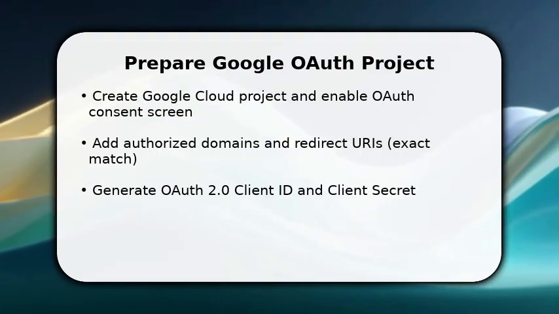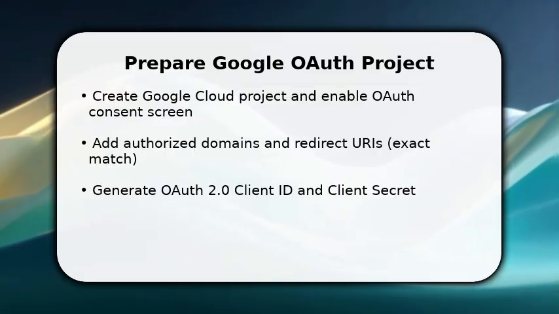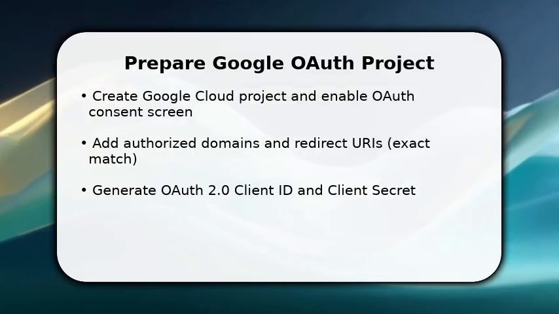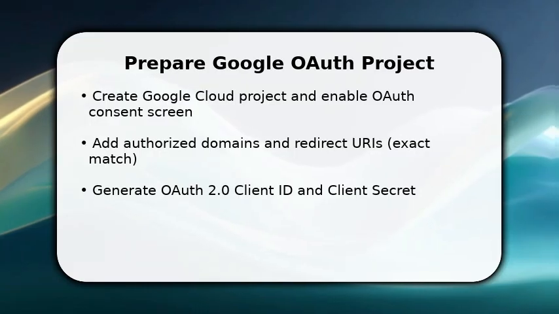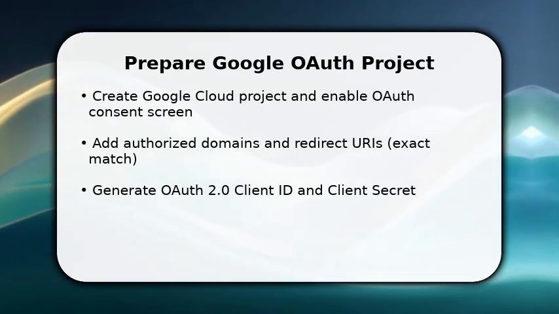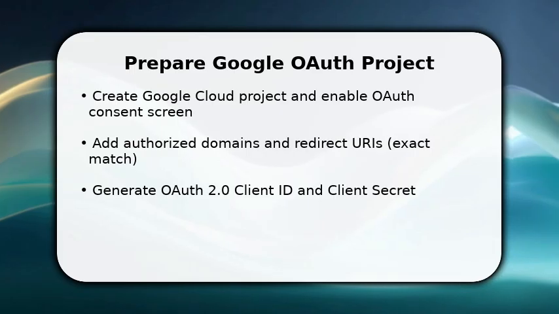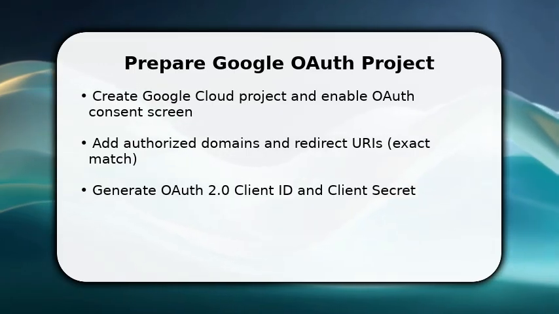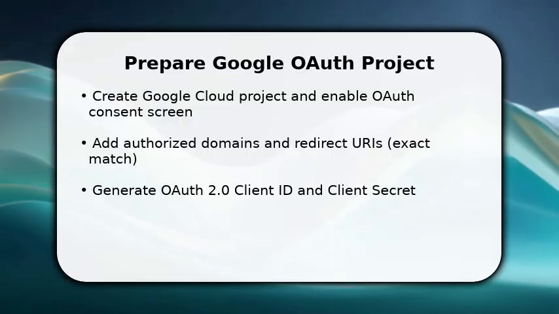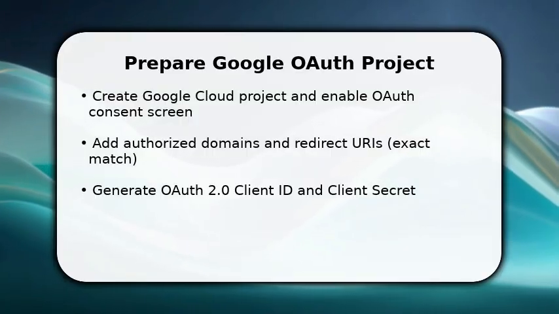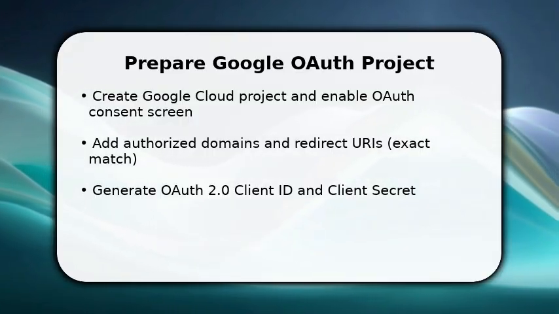You start by creating or selecting a Google Cloud project. This centralizes credentials and policies. Next, configure the OAuth consent screen so users see accurate app details and scopes. This prevents scope rejection. Add your exact authorized domains and redirect URIs now because mismatch causes immediate auth failures.